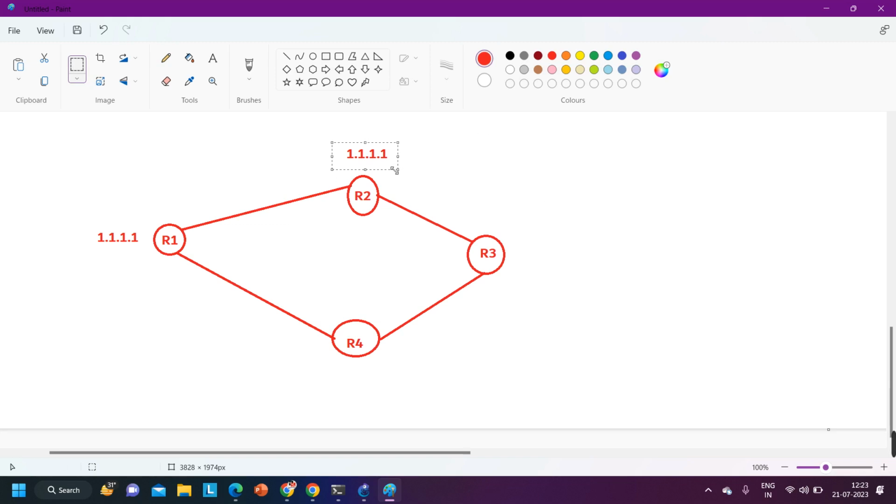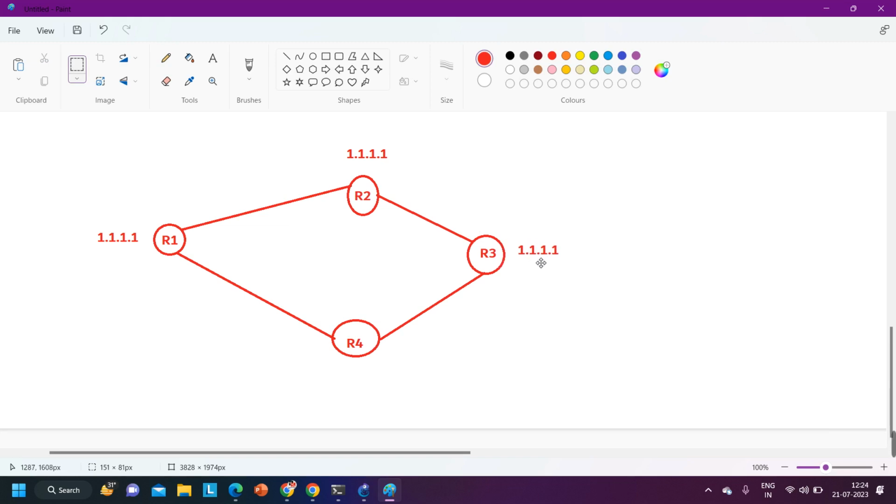And after that, router 2 will do what? Router 2 will advertise it to router 3. Now router 3 will install it via router number 2, via their neighbor. So router 3 is dependent on their neighbor for this network.